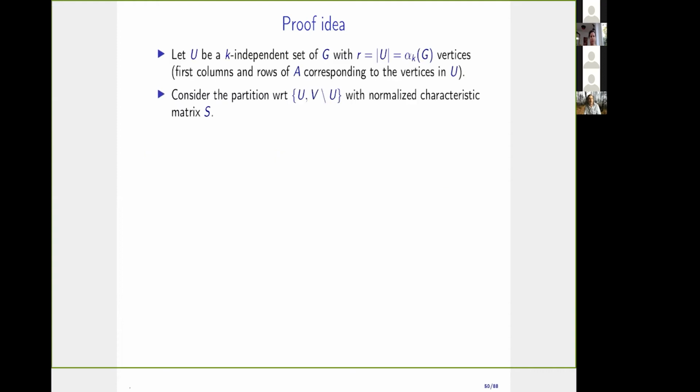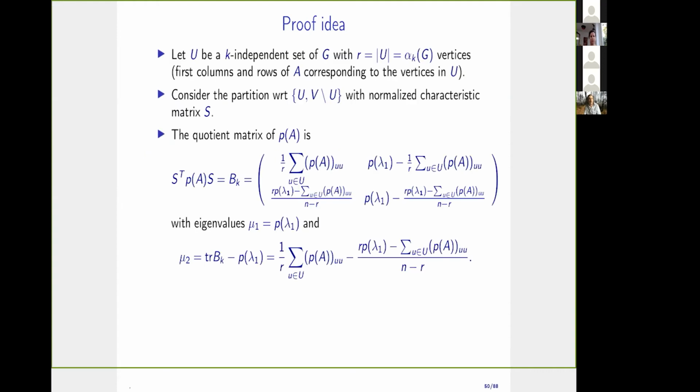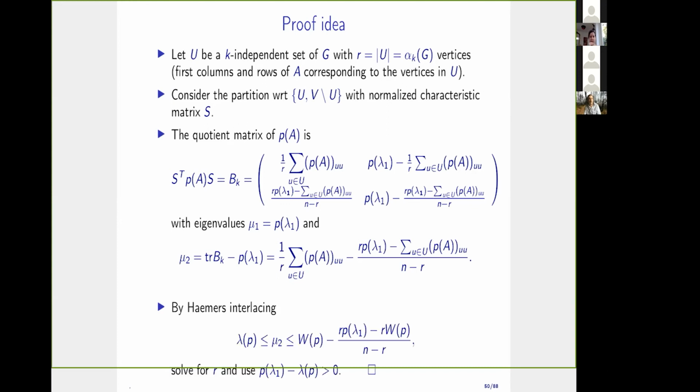I'm not going to give too many details of this, because the only thing you need to do is to calculate the corresponding quotient matrix of this polynomial evaluated in A in general. So it will depend on P, obviously, this quotient matrix. It's a 2 times 2 quotient matrix, so you can easily calculate its 2 eigenvalues depending on the polynomial. And then by Haemers' interlacing, you get the corresponding bound we prove. Okay? And then, of course, we need some assumption, because otherwise you can get a 0 in the denominator. But that's the only thing. And this bound is for regular graphs, remember that.